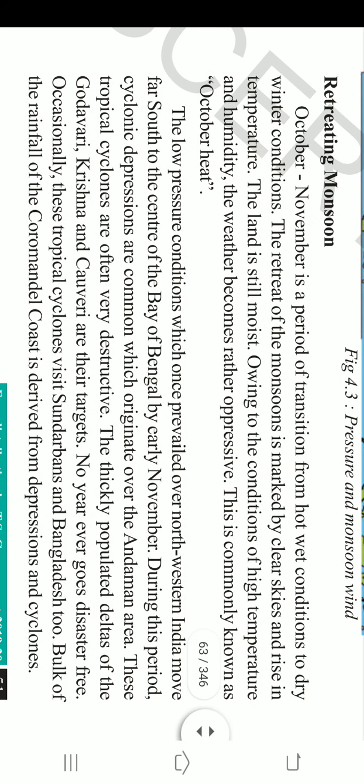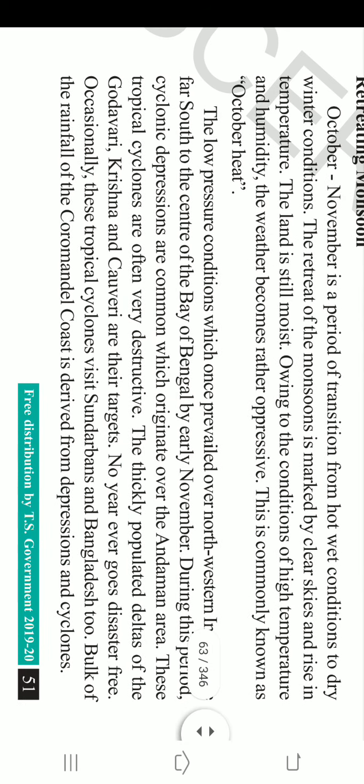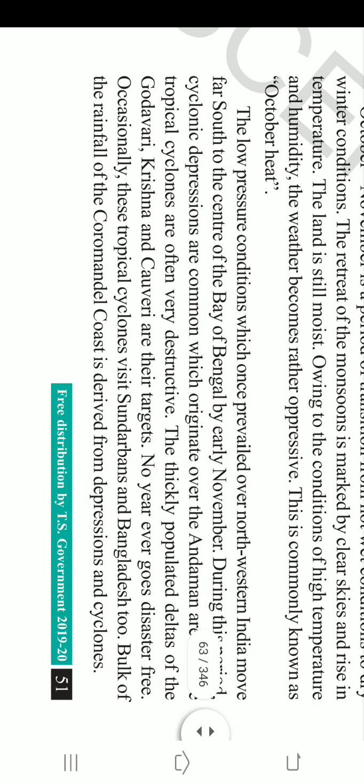During this period, cyclones form and originate over the Andaman Nicobar Islands. These are very destructive cyclones. They hit the coastal areas, especially Godavari, Krishna and Kaveri are their targets. Almost every year we see some kind of disaster taking place, and it also hits the Sundarbans.